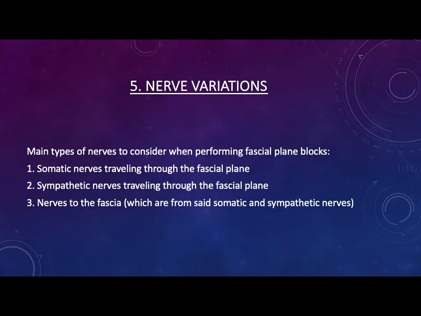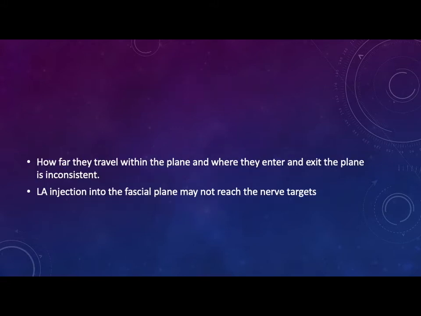Next is nerve variation. The main types of nerve to consider when performing fascial plane blocks, there are three. First, somatic nerves traveling through the fascial plane. Second, sympathetic nerves traveling through the fascial plane. And then the third is nerves to the fascia, which are from said somatic and sympathetic nerves. How far they travel within the plane and where they enter and exit the plane is inconsistent. Therefore, LA injection into the fascial plane may not reach the nerve targets, which can cause inconsistency of the blocks.